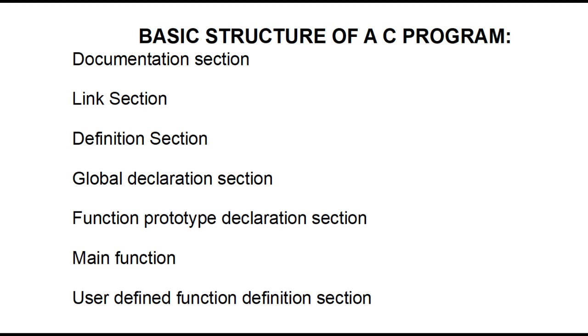Next is the link section. This part of the code is used to declare all the header files that will be used in the program. This tells the compiler to link the header files to the system libraries. For example, #include <stdio.h>. Here, it is used to link with the standard input-output header files.